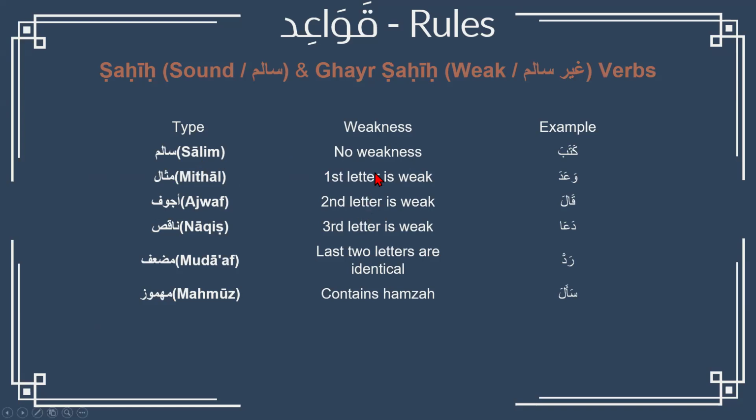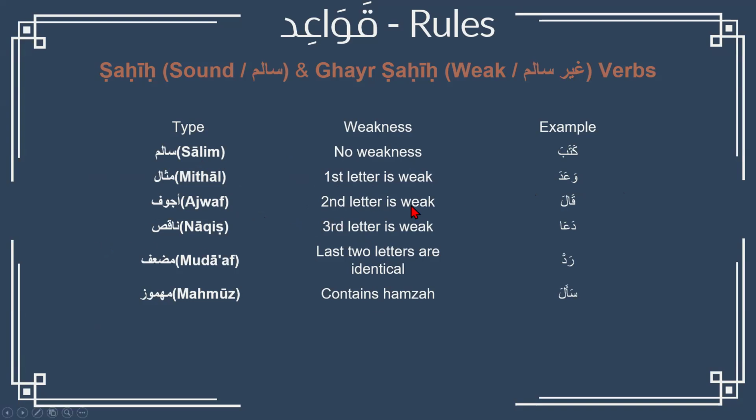The Ghair Salim has 5 different examples, 5 different parts. First one is the misal. The first letter is weak, right? The very first letter is weak, which is the wa. For example, wa is over here, wa'ada. So, or you add a ya, or you have an alif. If the first letter is wa, alif, or ya, that is a misal.